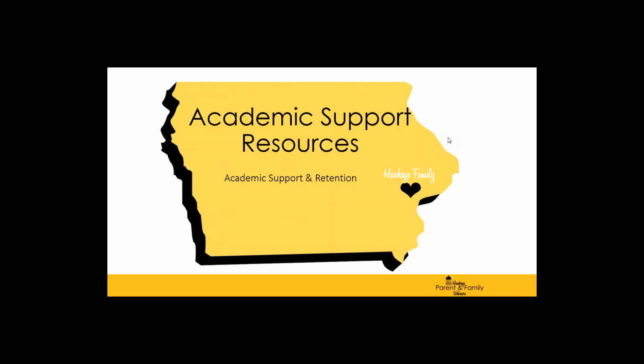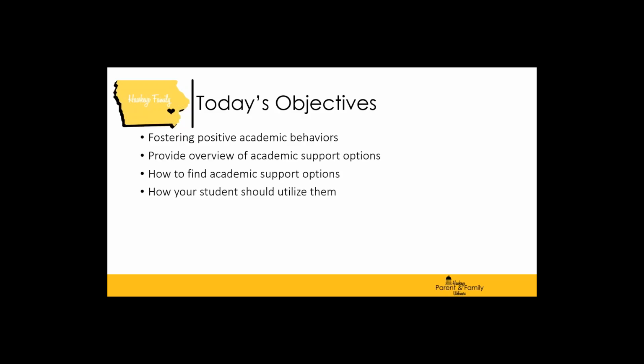Hi everyone, this is Stephanie Purcell. I'm just going to kick it off for us today. So the first thing that we want to share is what our objectives are for the session. First, we're going to be talking about how to foster positive academic behaviors. So, things that you can think about when you're talking to your student about how they want to be successful inside of the classroom, as well as just as a student here at Iowa.